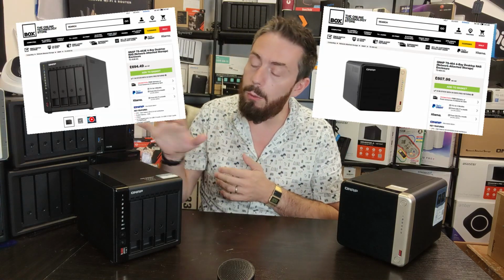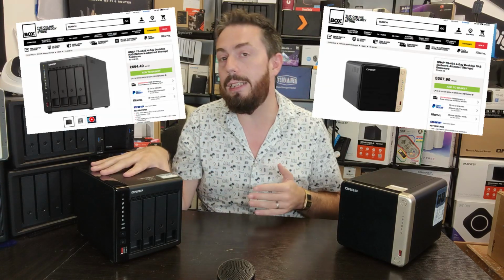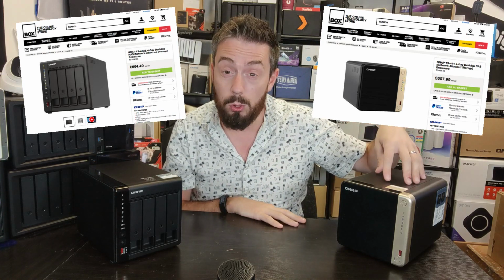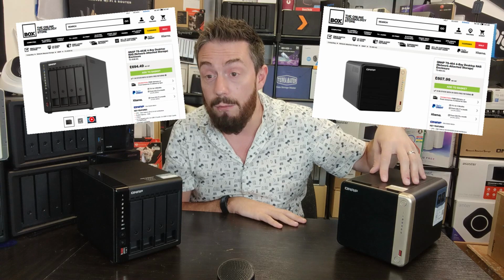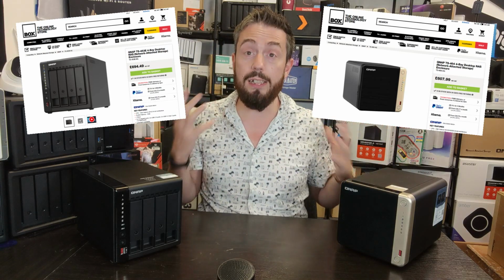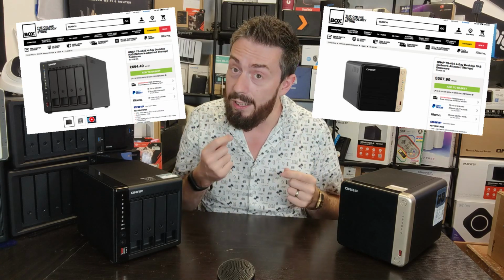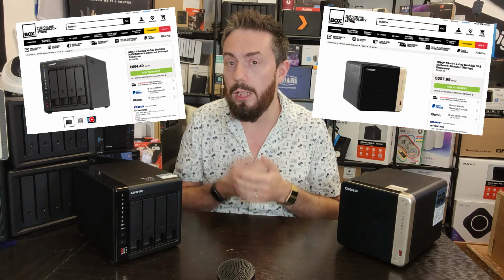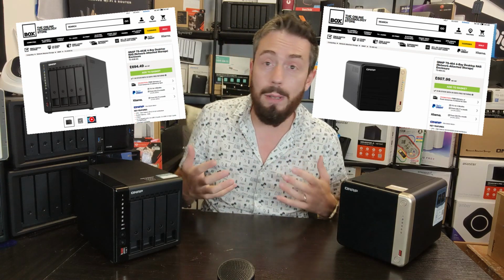At the time of recording, the only website I could find that had some parity data in terms of pricing for both of these devices was box.co.uk, with the TS-453E being listed at £694 and the TS-464 at £607. So again, close to a £100 difference between them. Once again, this will change as availability of these two lines changes a few months down the line.